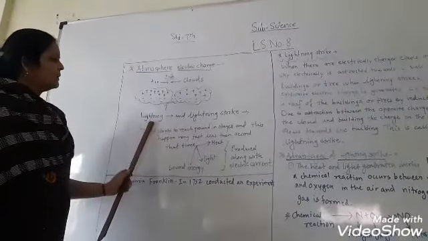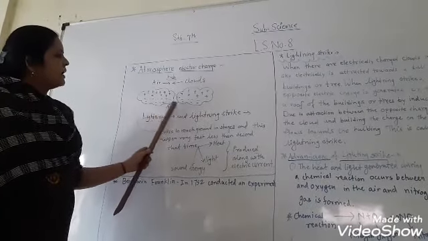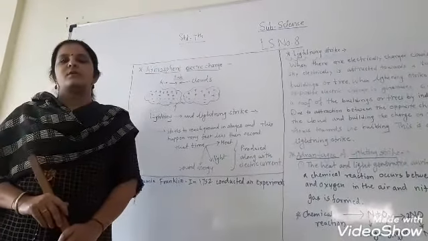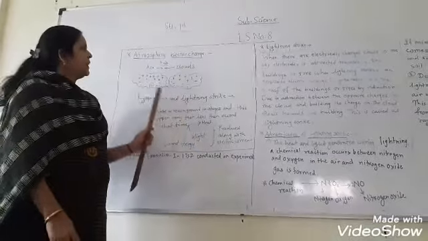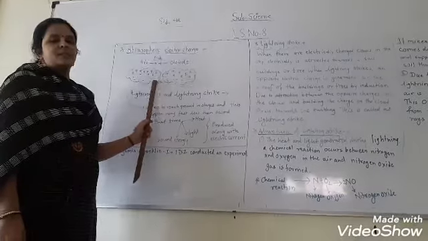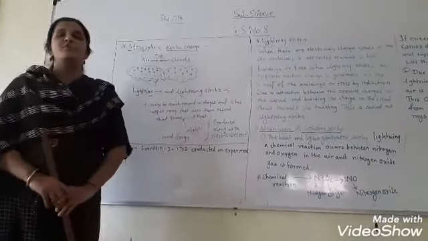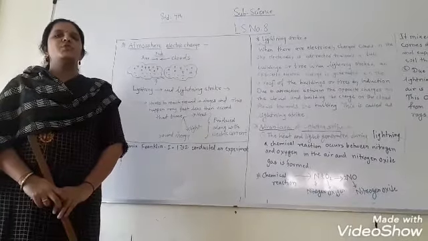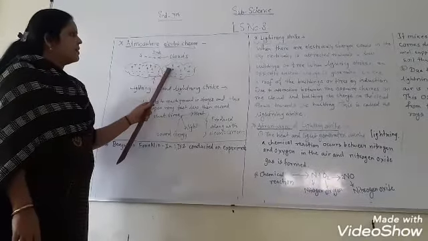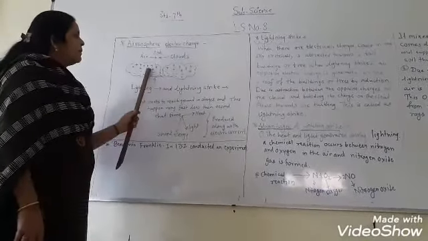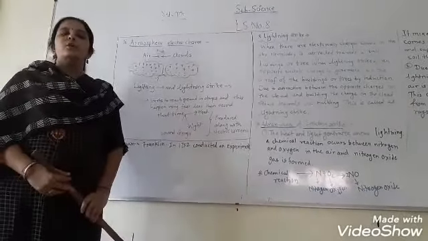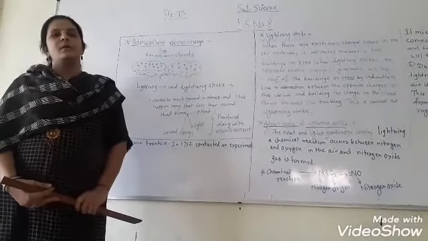Now see, lightning first. As you know, whenever there is a cloud, air and clouds come. When air and clouds rub against each other, what will happen? When they rub each other, charges are formed. Formation of charges takes place on the clouds. Here, positive charges develop at the upper end of the cloud, and negative charges develop at the lower part or lower side of the clouds.